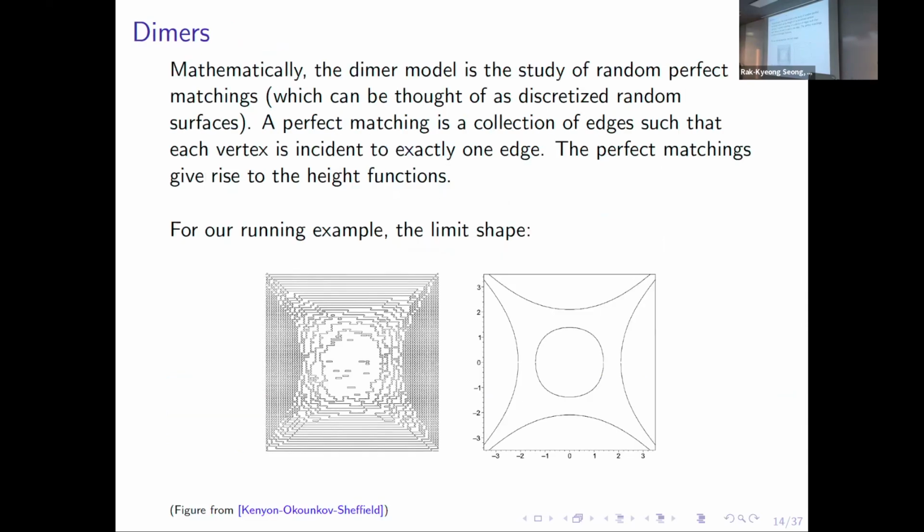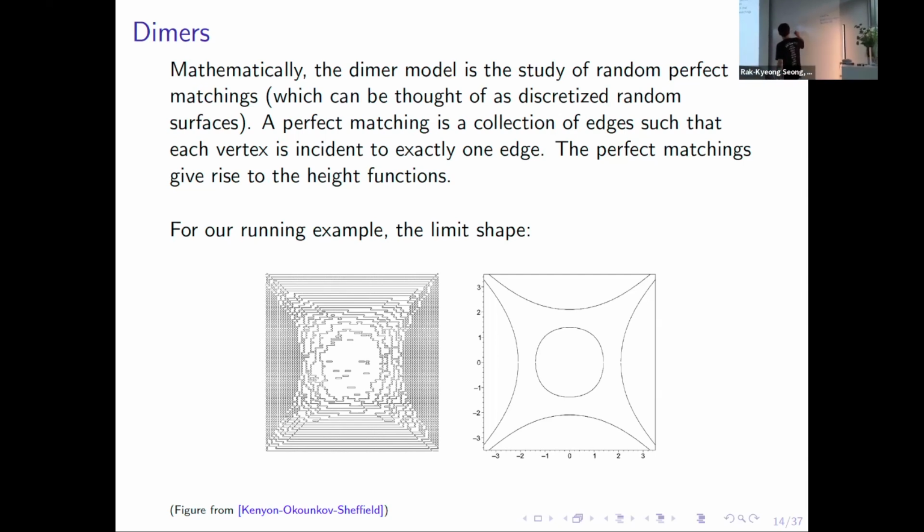Mathematically, the dimer model is the study of random perfect matchings. By perfect matching, we mean a collection of edges such that each vertex is incident to exactly one edge. Okay, I guess I can draw one. Sorry about the audience online, but this should also be straightforward from the definition.